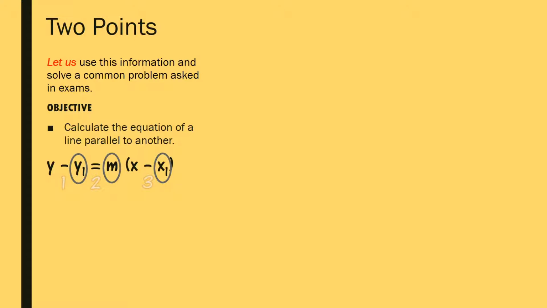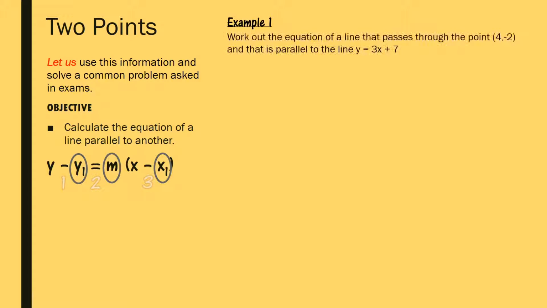So we're going to look at a problem that takes that information, and we're going to use it to problem solve a little. So we're going to calculate the equation of a line parallel to another one, and we're going to use our y minus y1 equals m times x minus x1 equation that we've seen in our last lesson. So I'll take you through a bit of this at the start.